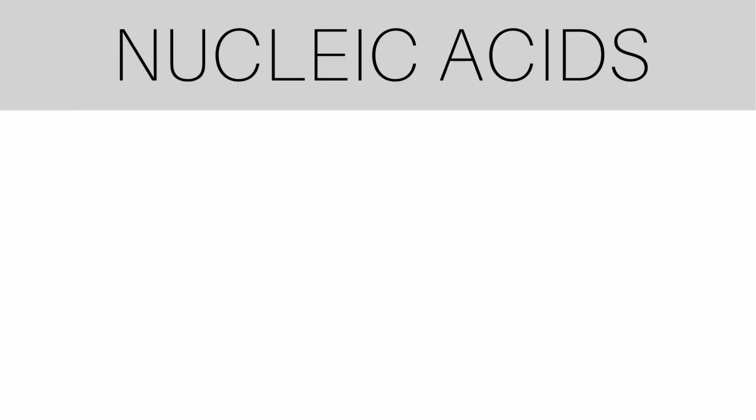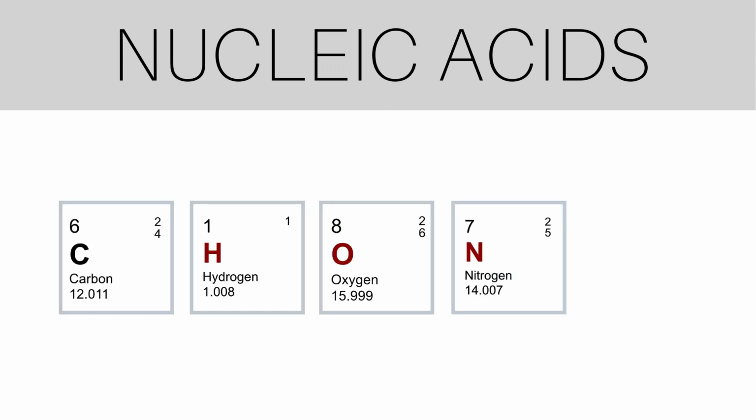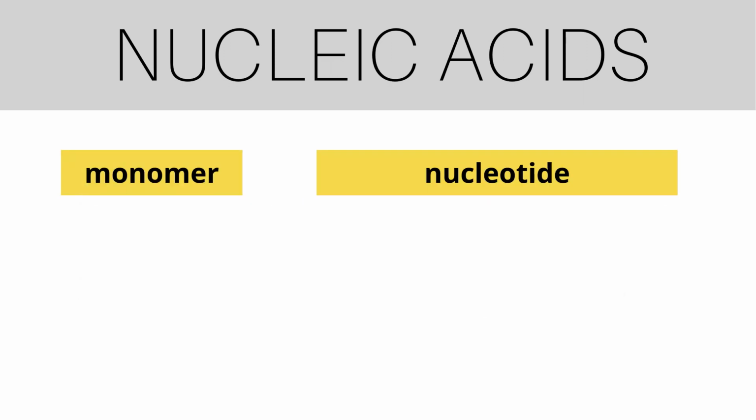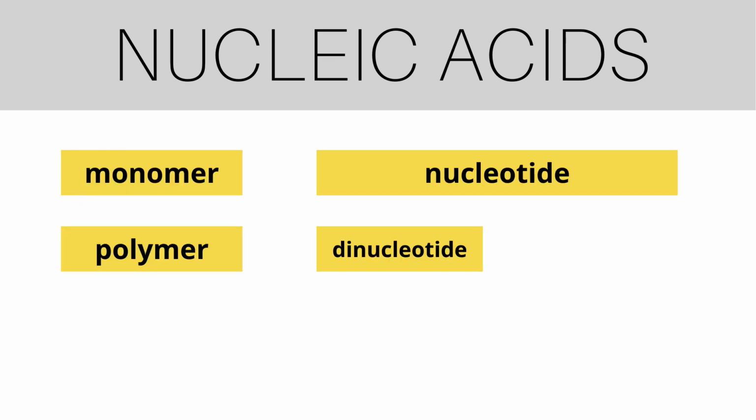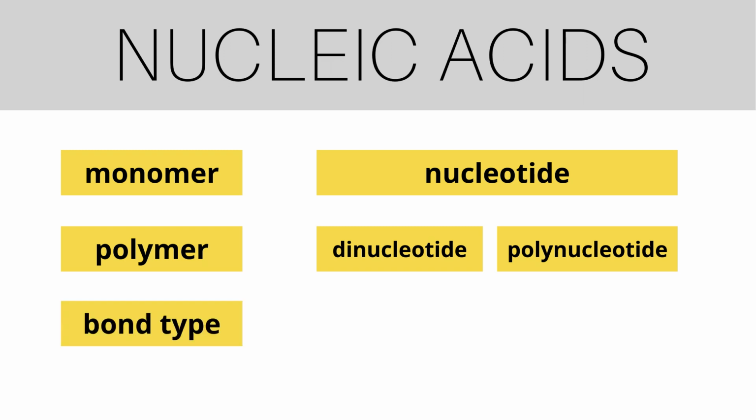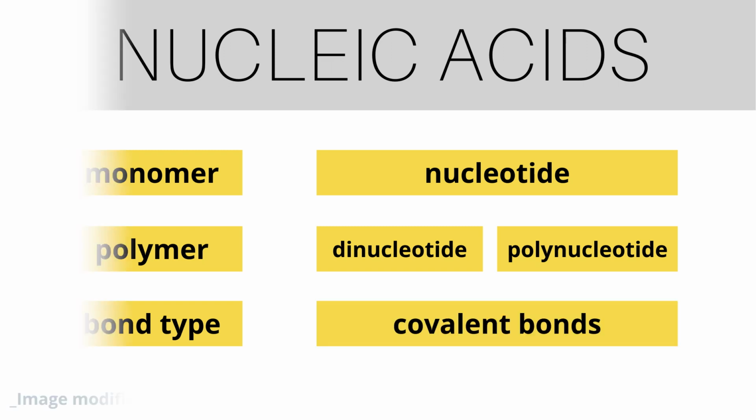Next we have nucleic acids, which are made from the elements carbon, hydrogen, oxygen, nitrogen, and phosphorus. Nucleic acid monomers are called nucleotides, and their polymers are called dinucleotides if there are 2, and for polymers of over 2 nucleotides, then the polymers are called polynucleotides. There are many different types of bond types found in nucleic acids, and all you'll need to know is all the monomers are covalently bonded.